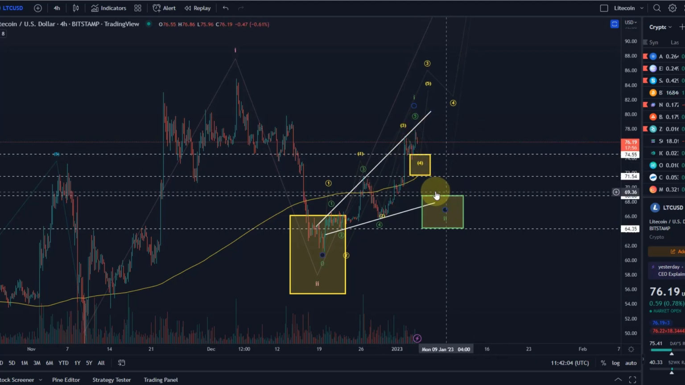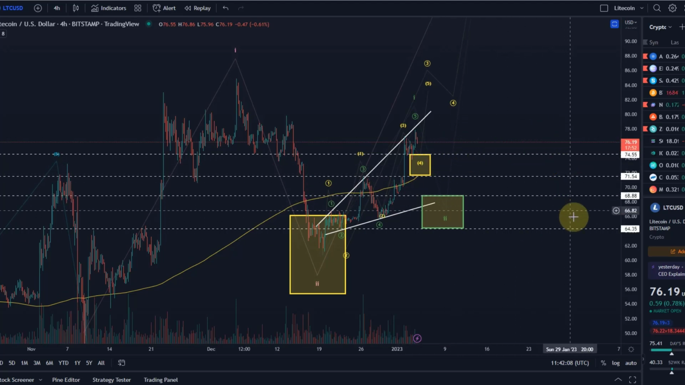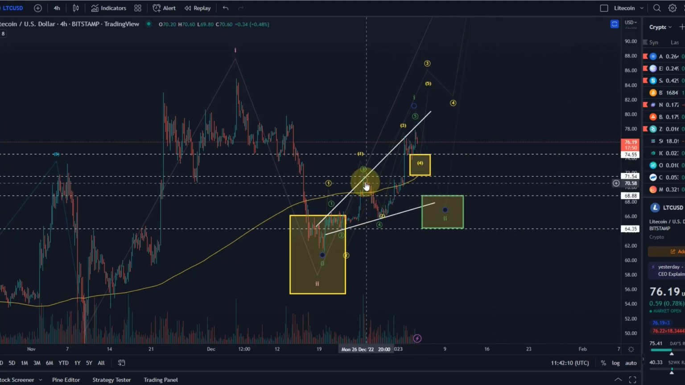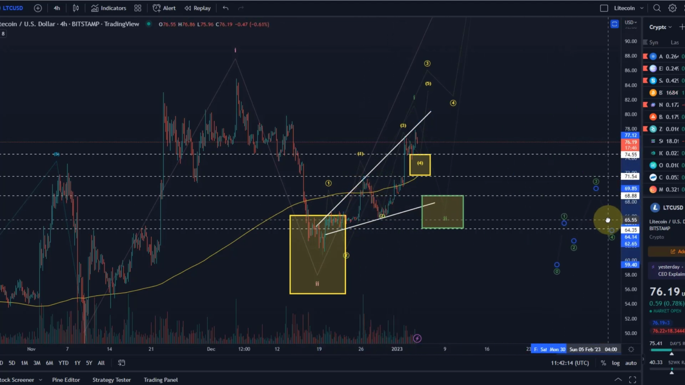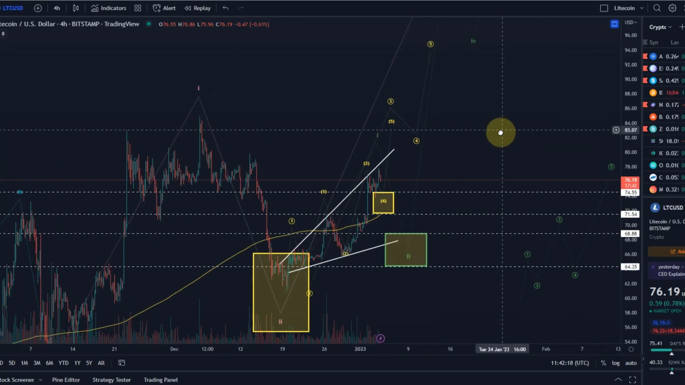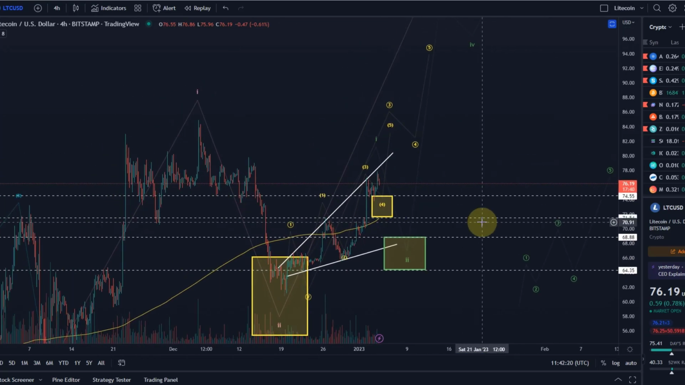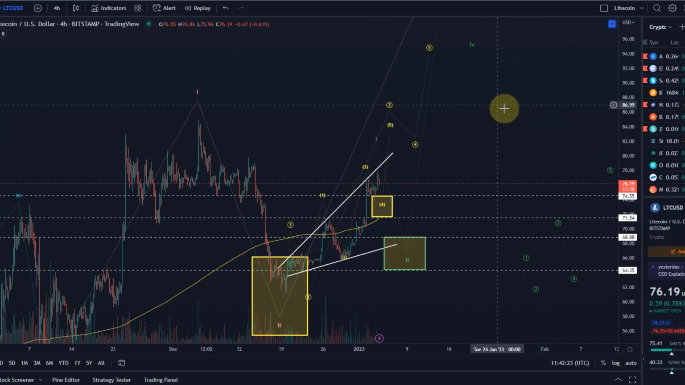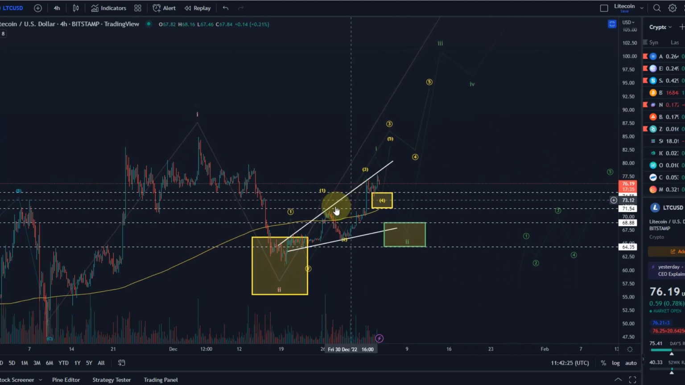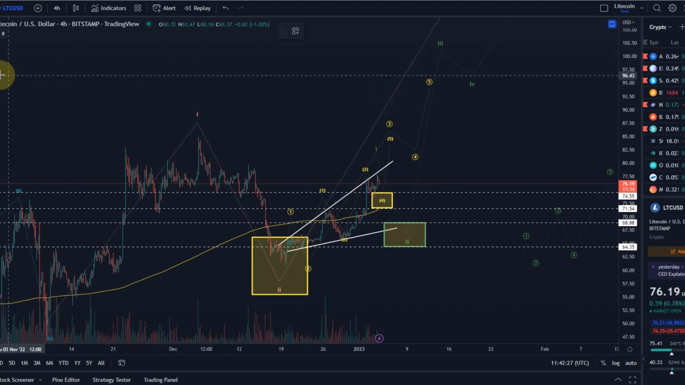But now we're at a key decision point because we now have two scenarios that could play out here. Let me take you through the first one. I'm going to move that to the side here, not to confuse anyone. Look at the yellow count. This is the more bullish count, which would take us way higher now.